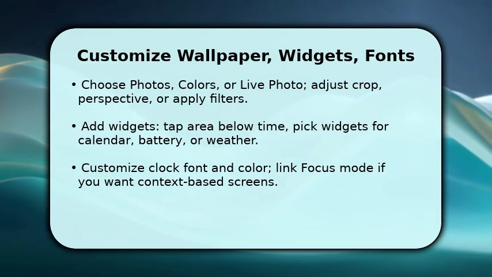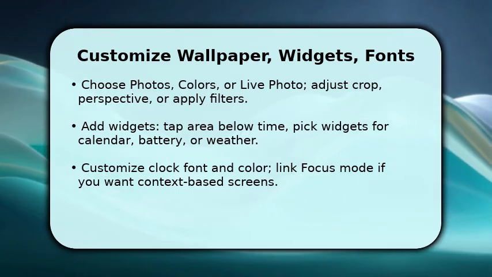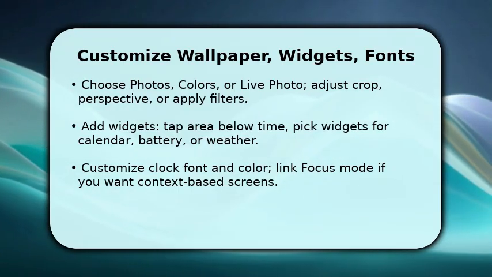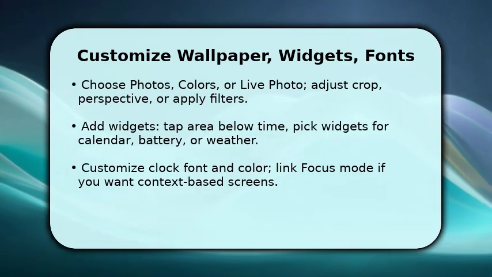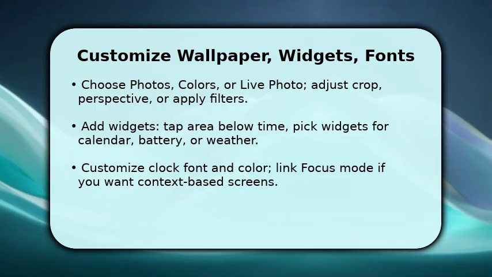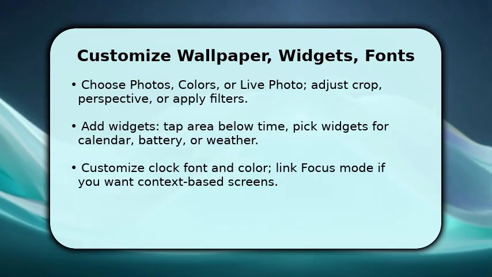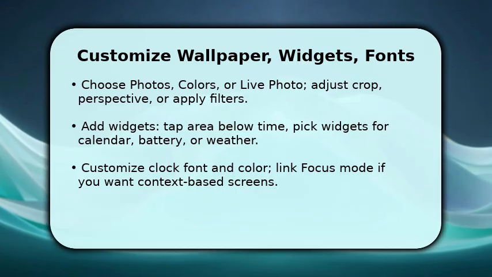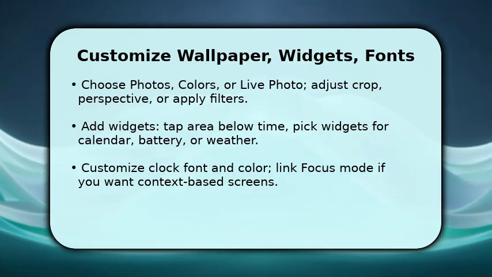Then tap the widget area under the clock and add relevant widgets like calendar, battery, or weather for glanceable info. You can also change the clock font and color for legibility and aesthetic consistency. Once done, consider linking this lock screen to a focus to auto-switch contexts.